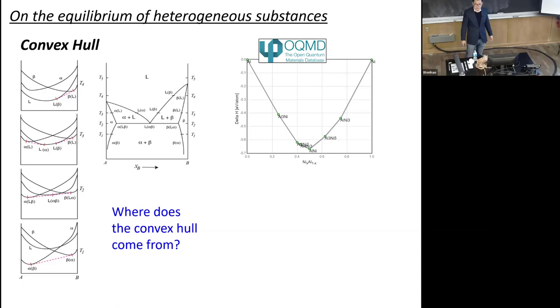But I started wondering, where does the convex hull come from? What's the origin of the convex hull? And I'll tell you right now, you will not find the answer to that question in any major thermodynamics textbook today, okay? In any thermodynamics textbook across any curriculum in the United States, you don't find that.